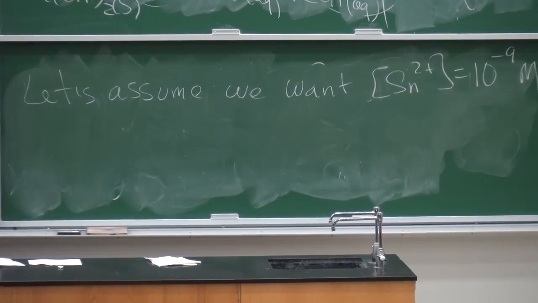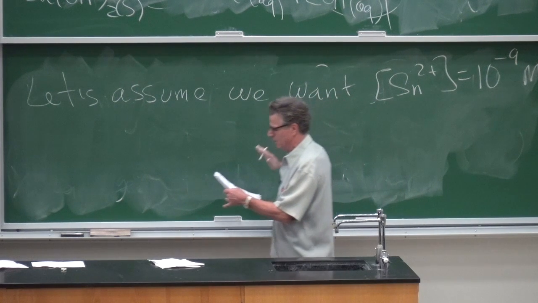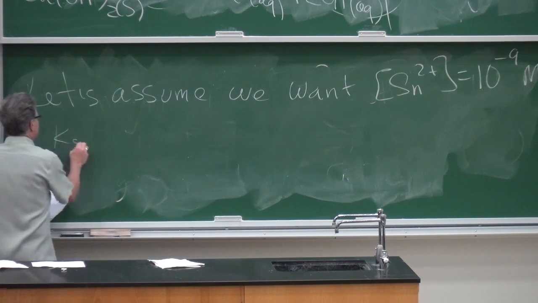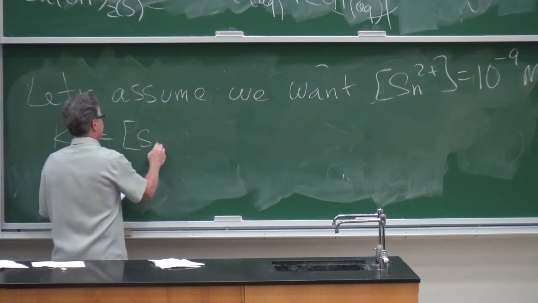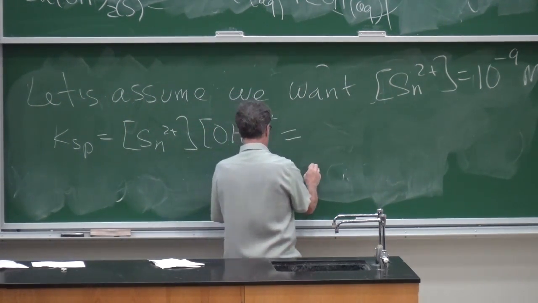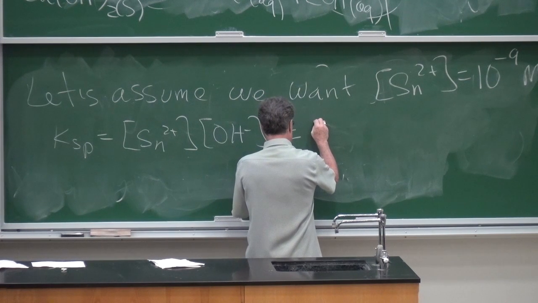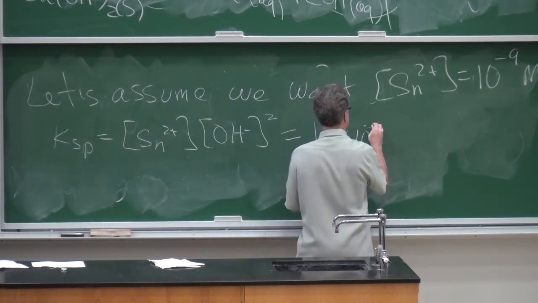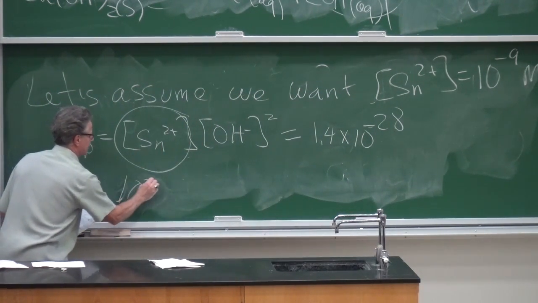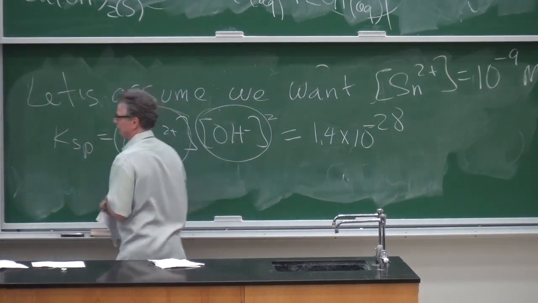So again, I can't drop it to 0. I'm just going to pick 10 to the minus 9 and say, just like in the last example, that's getting it all out. So I can say, fine, KSP is equal to the concentration of tin times the concentration of hydroxide squared, which is 1.4 times 10 to the minus 28. All I've got to do is plug my 10 to the minus 9 molar in there and solve for the hydroxide ion concentration.